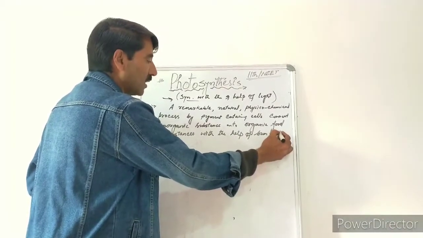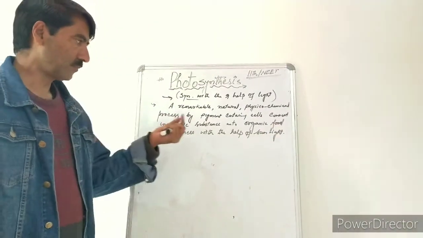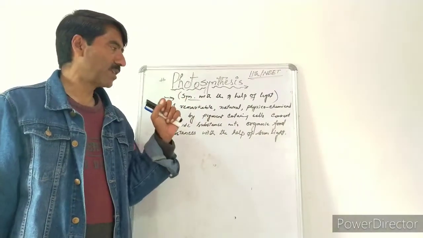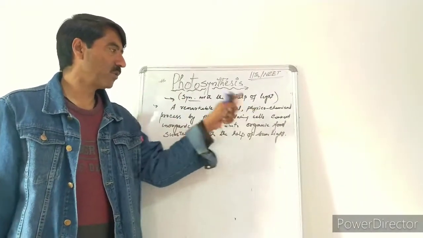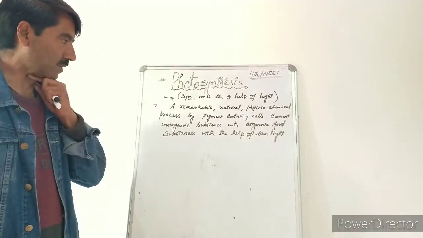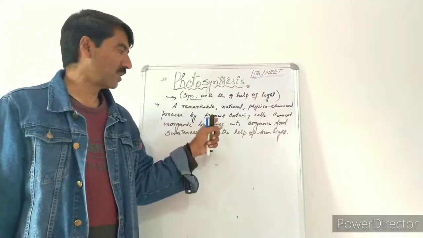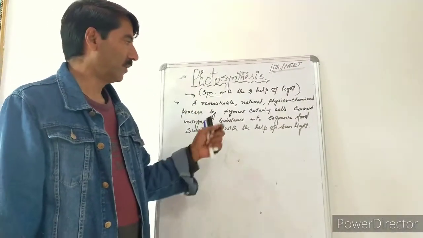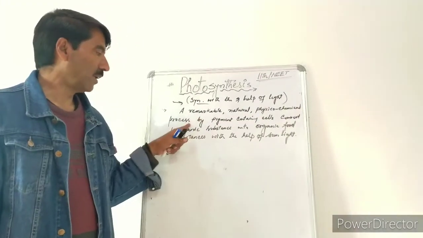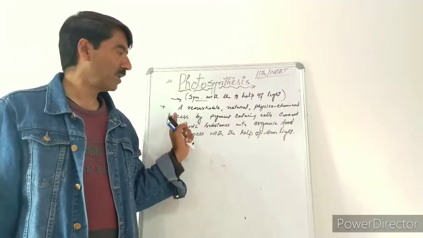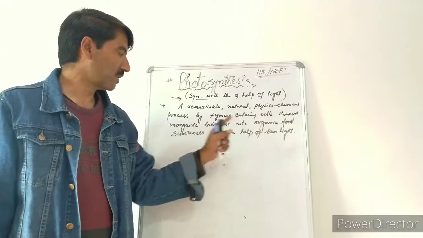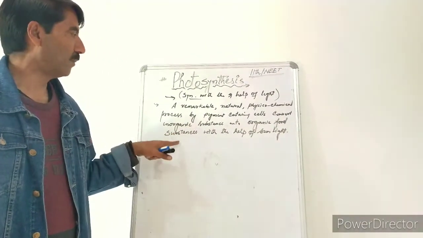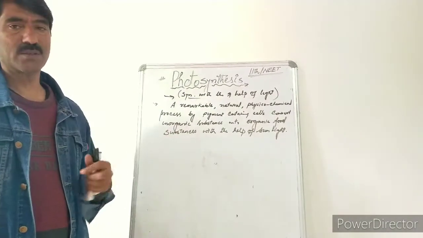Because as we know, sun is the prime source of energy. So this photosynthesis, it is a very remarkable process. It is a natural process and it is a physico-chemical process. And in this process, the cells which are possessing the pigments like chlorophyll and other pigments, carotenoids, xanthophylls, etc., they can convert the inorganic substances, that is inorganic raw material, into the organic food substances like carbohydrates with the help of sunlight. And this phenomena is called the photosynthesis.